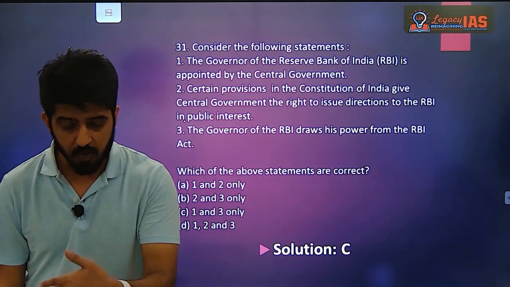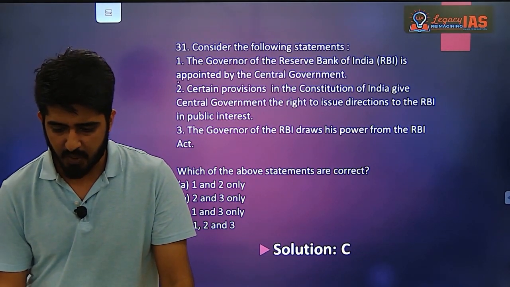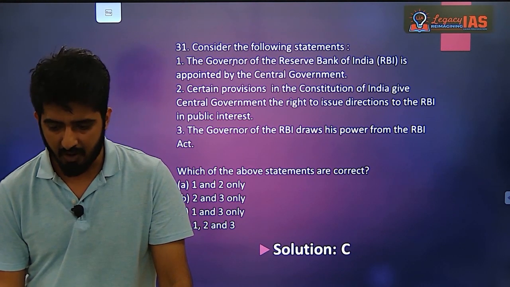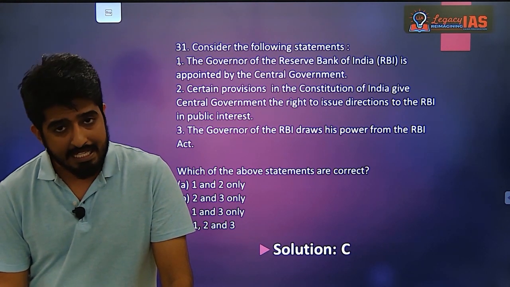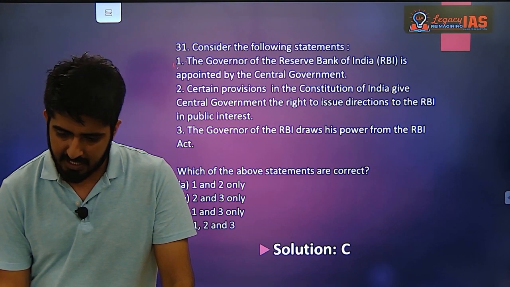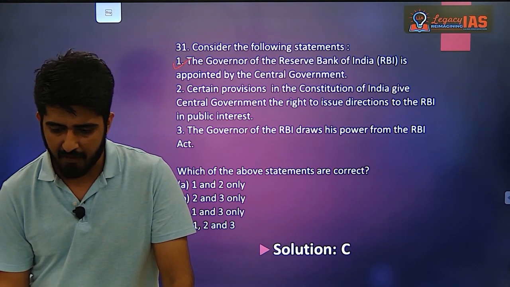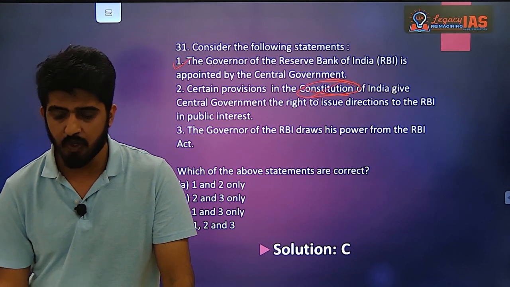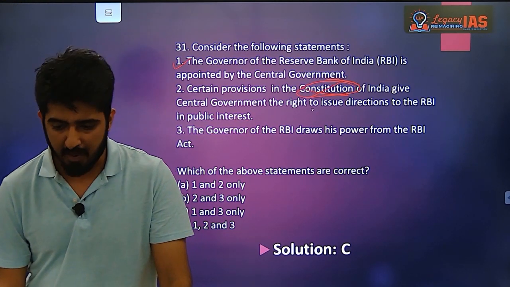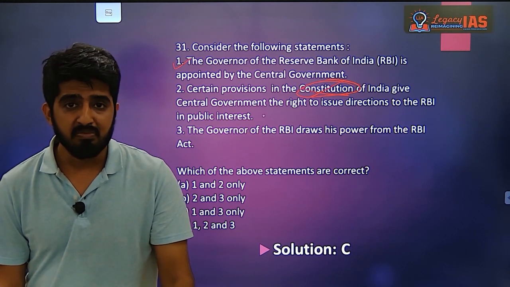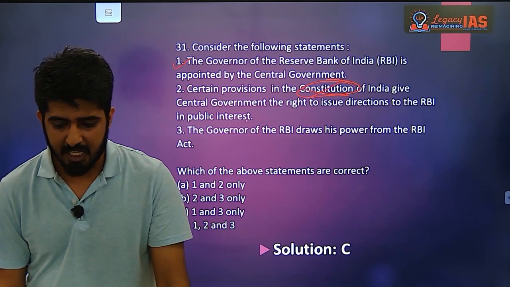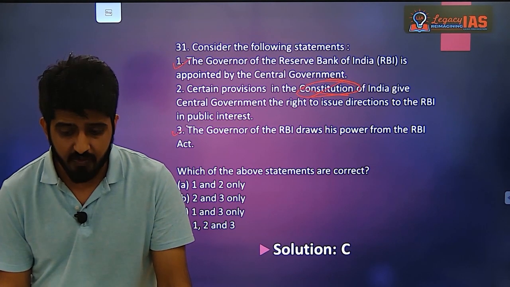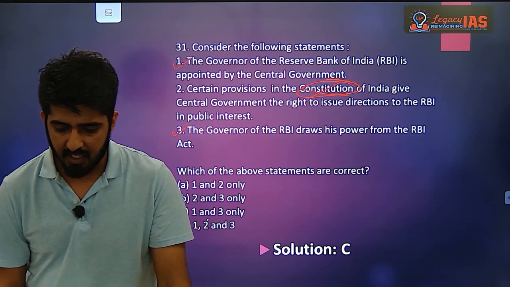Next, now we go back to economy. 31st question. This is related to the governor of the RBI. So is he appointed by the central government? Yes, obviously yes. And then you have the second one, certain provisions in the Constitution of India. This is not the Constitution of India. It has to be the RBI Act. So second statement is wrong. The third statement, the governor of RBI draws his powers from the RBI Act. Obviously yes. So 1 and 3, you would go with C.